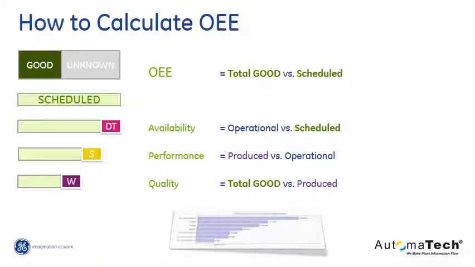And finally, with quality, again, looking for those kickoffs. How much time do we spend wasting product and not making the good stuff that we need to? So what we've done is filled in the blank, and we can see how much is good and how much was wasted for other reasons. It should all add up to that scheduled time.